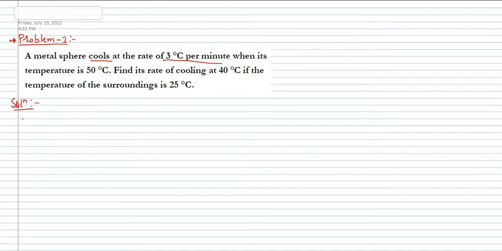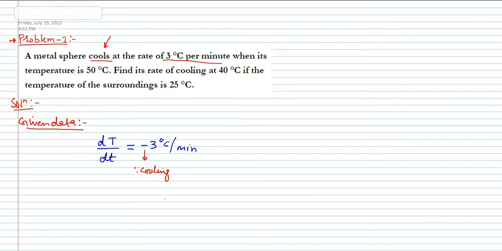So the given data is: rate of cooling is 3 degrees per minute. What does it mean? dT by dt is equal to minus 3 degrees centigrade per minute. Why write minus here? Because cooling is mentioned, so I write negative here.